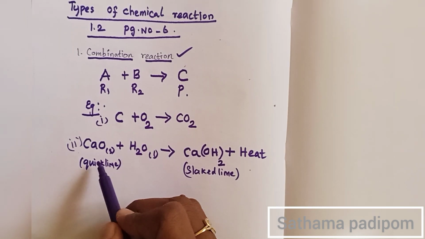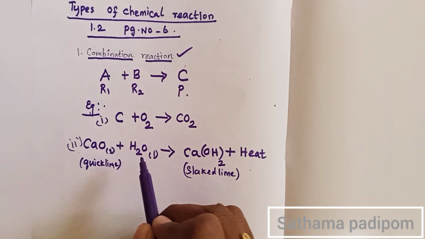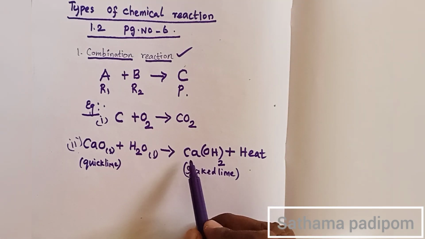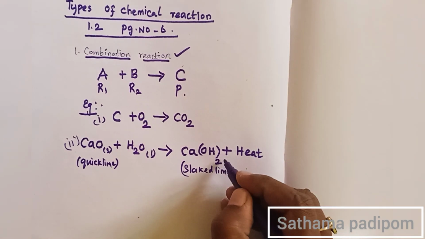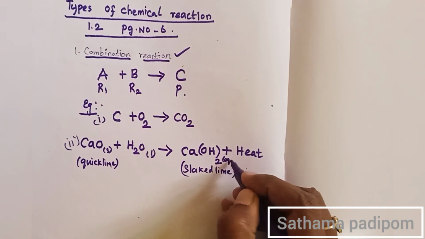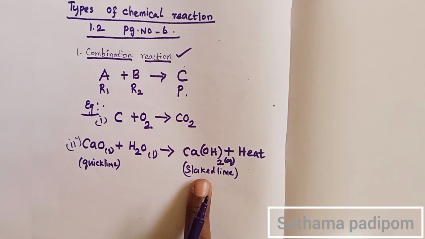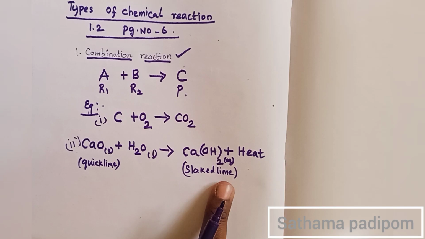So water in the sense, when you mix calcium oxide in the water, you are getting the solution of calcium hydroxide. So what is the state of this? Aqueous solution. So you have to write aq. Okay. So the common name for this calcium hydroxide is slaked lime.